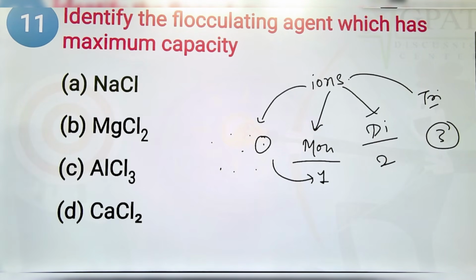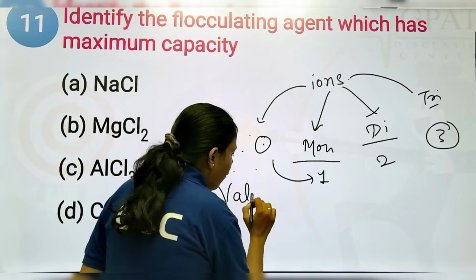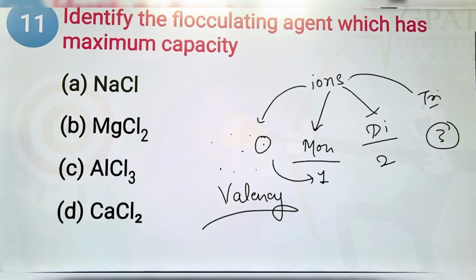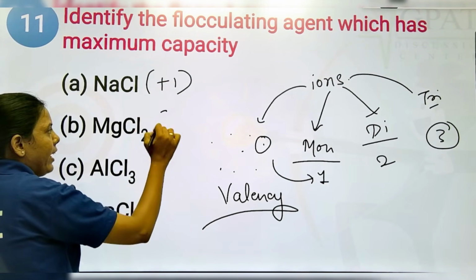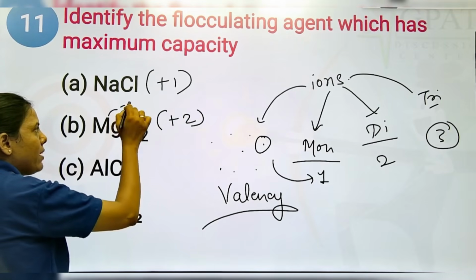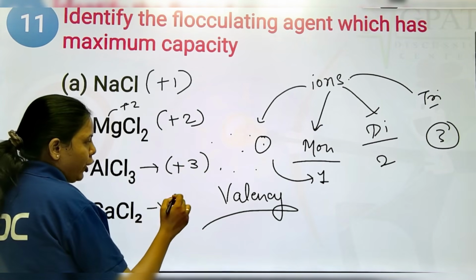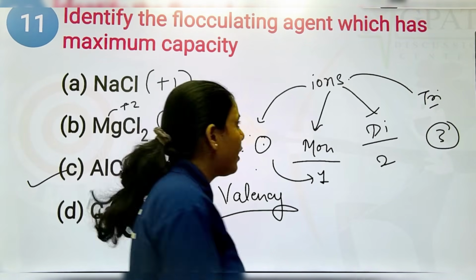So your maximum capacity depends upon the valency of those ions. Sodium has +1, MgCl2 that is magnesium has +2, aluminium has +3, calcium has +2. So if you see, option C is the right answer.